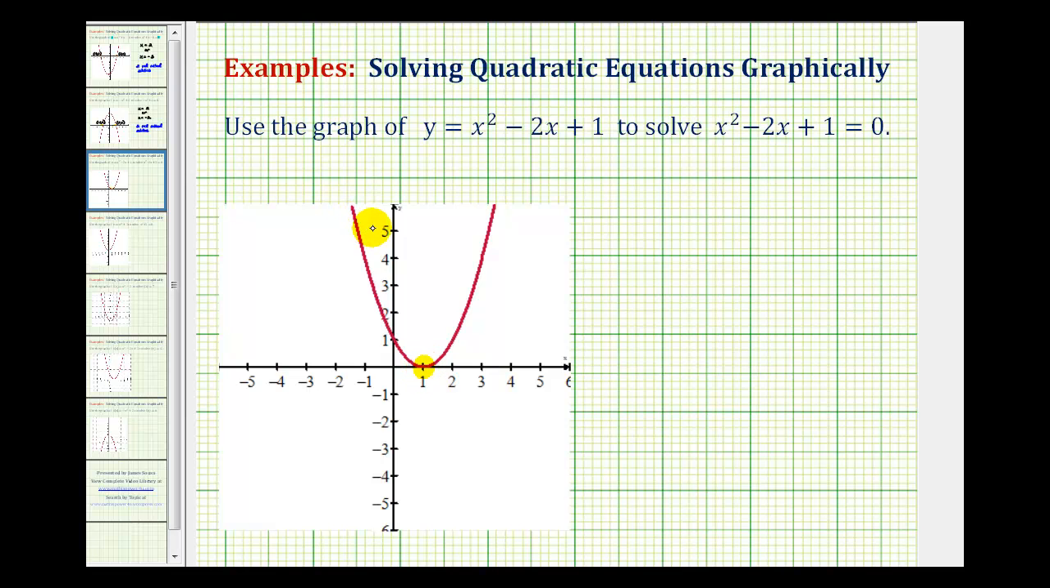This is what happens when the solution has multiplicity 2, or we can say it is a double 0. So the x-intercept here is the point (1, 0). So our solution is x equals 1. But again, because it touches the x-axis and doesn't pass through it, we can say the solution has multiplicity of 2. We can also say it's a double 0 or a double root. So in this case, we only have one real rational solution.